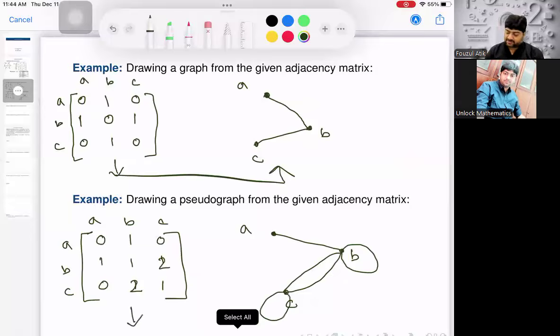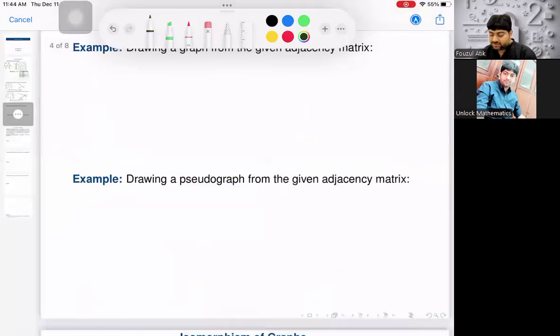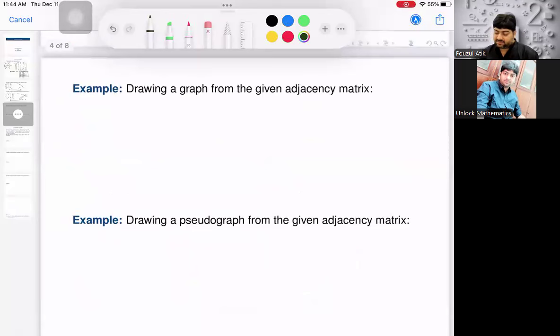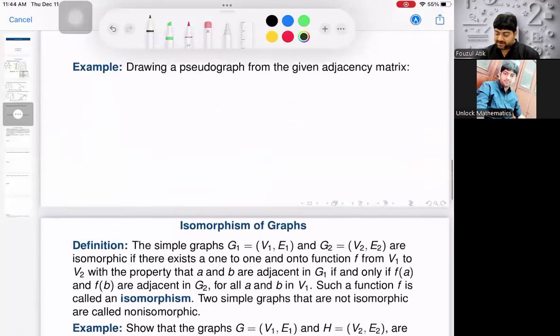So the adjacency matrix was given, and you got this graph. Here, the question was drawing a pseudograph from a given adjacency matrix. So the matrix was given, you have drawn the pseudograph. Similarly, if the pseudograph is given, you can find the matrix. So these are something that you can think of.